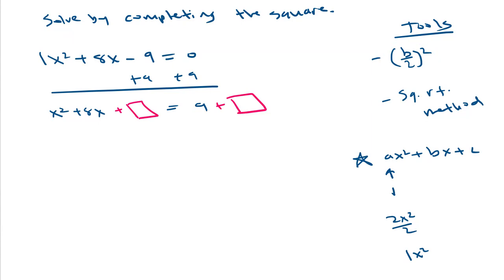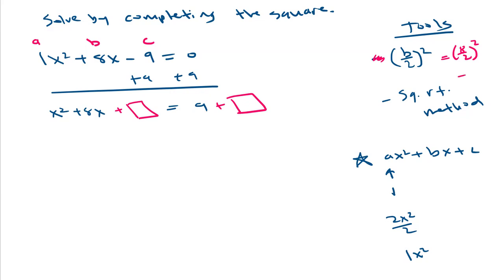So in this case, if we were to write this out, a is 1, b is 8, and c is negative 9. So in this case, our b is 8. So that's going to be 8 over 2 squared. Ignore this thing here. That looks like a negative, but it's not. I was just emphasizing those particular tools.